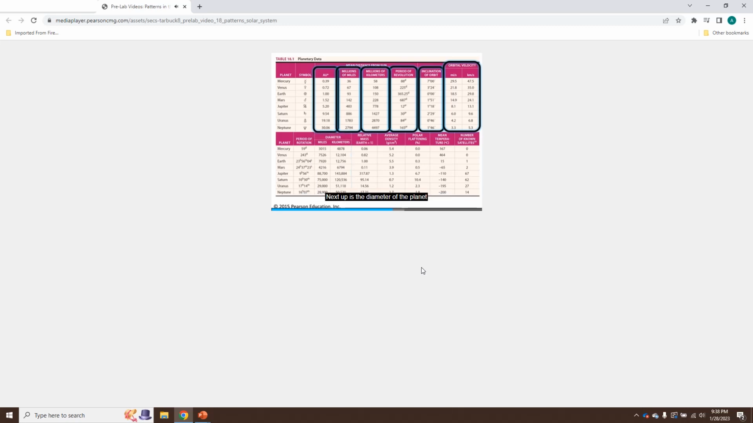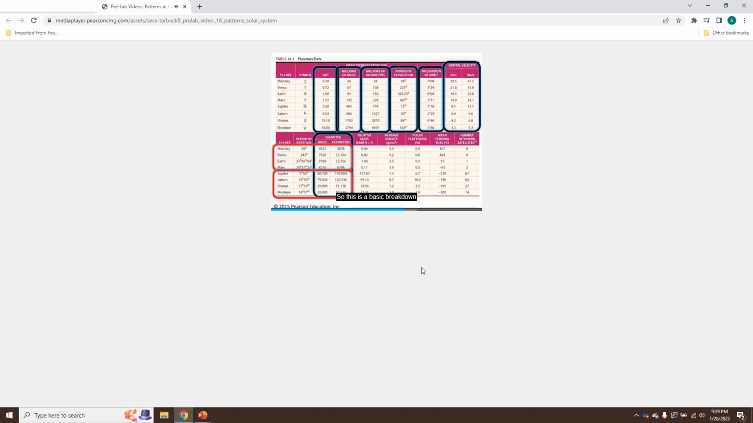Next up is the diameter of the planet, and you can see this listed here in both miles and kilometers. You will see that there's a very prominent breakdown here where the planets closest to the Sun, Mars, Earth, Venus, and Mercury, all have diameters that are in the thousands of miles, whereas the planets that are further away from the Sun, Jupiter, Saturn, Uranus, and Neptune, they all have diameters that are in the tens of thousands of miles.